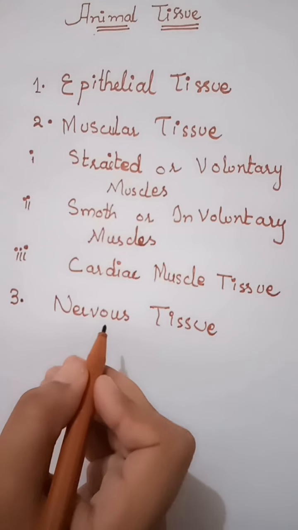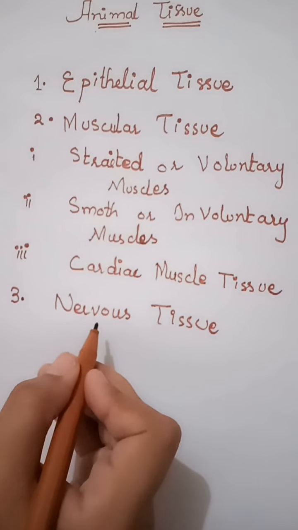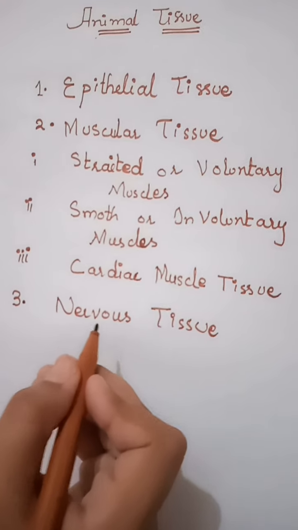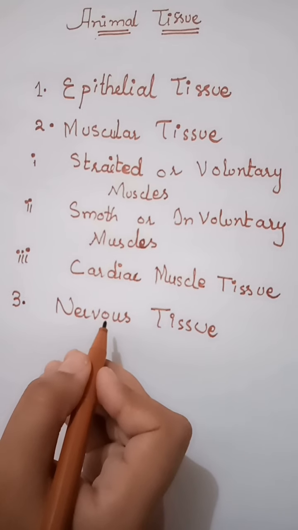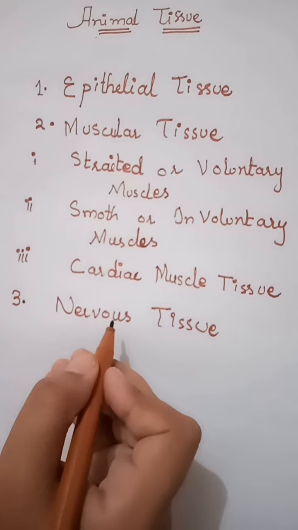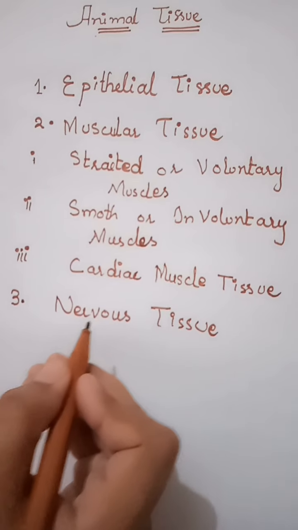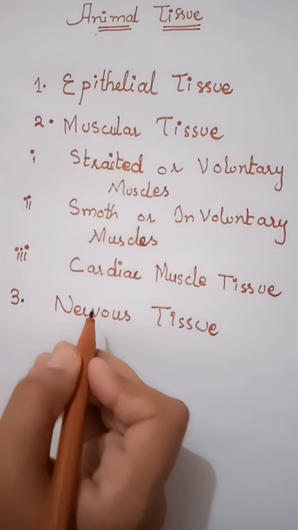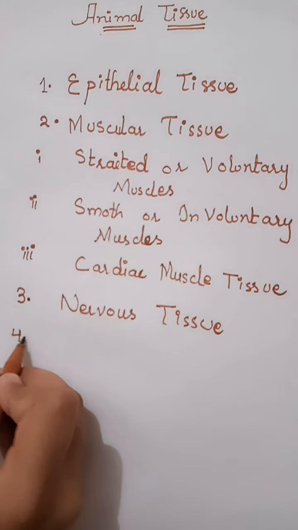One of these projections is long and is known as the axon. A neuron conducts messages from the sense organ to the brain and spinal cord. Nerve tissue is found in the brain, spinal cord, and the nerves. Now, number 4.